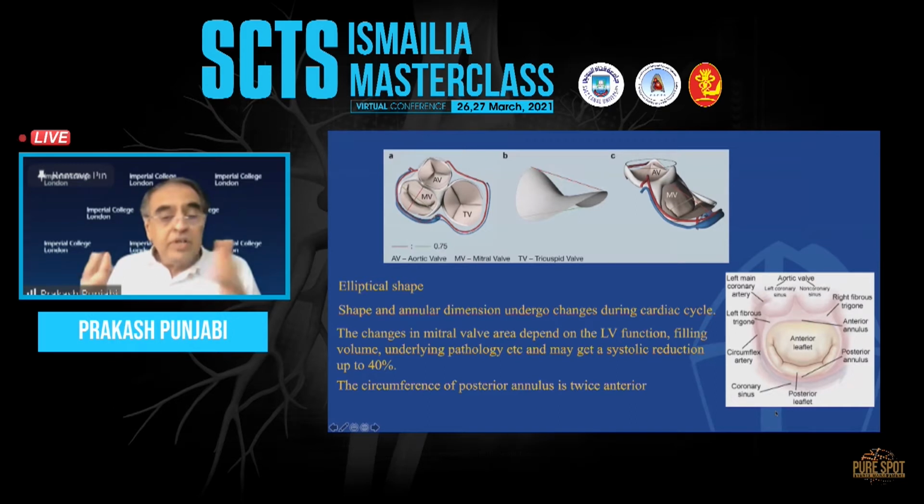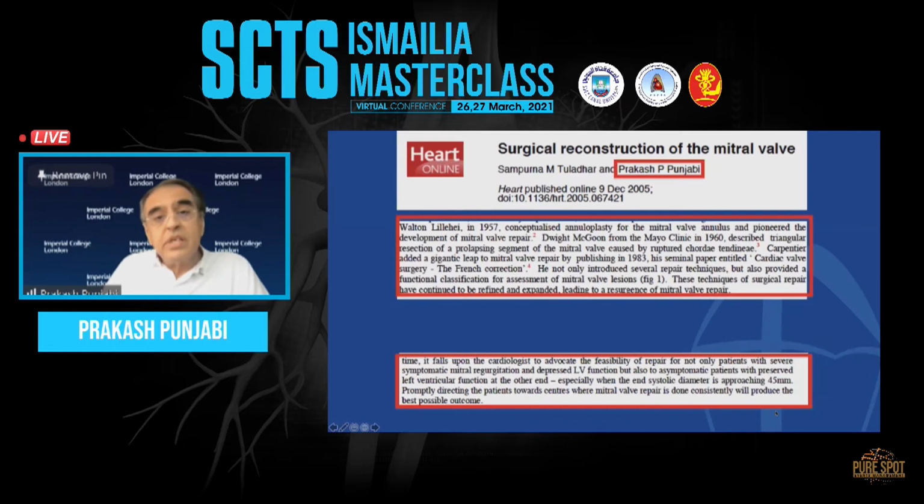The changes depend on the LV function, the filling volume, underlying pathology, but in a normal mitral valve annulus, you can get a systolic reduction of up to 40%. And the attachment, I won't go into the embryology and the anatomy, but when the common AV valve divides into a two-leaflet mitral valve and a three-leaflet tricuspid valve, again, not at the same level because of the endocardial cushions, the circumference of the posterior annulus is twice anterior. Although we call it an annulus, the recent anatomical drawings tell us that that's not necessarily true.